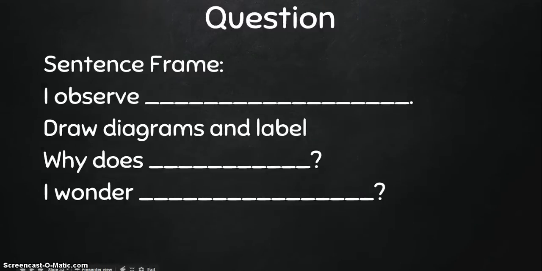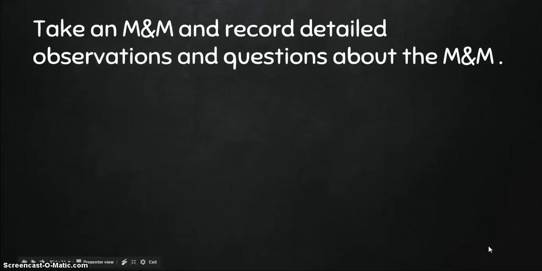So the first thing that we're going to do with our M&M before you put it in the water, we're going to make some general observations. We're going to be using some of these sentence frames, and you may want to write these down in your interactive notebook. The facilitator may want to pause the video here for you to do so. So what you're going to do is take that M&M and record detailed observations and questions about the M&M. Go ahead and pause the video here to do so in your tables.